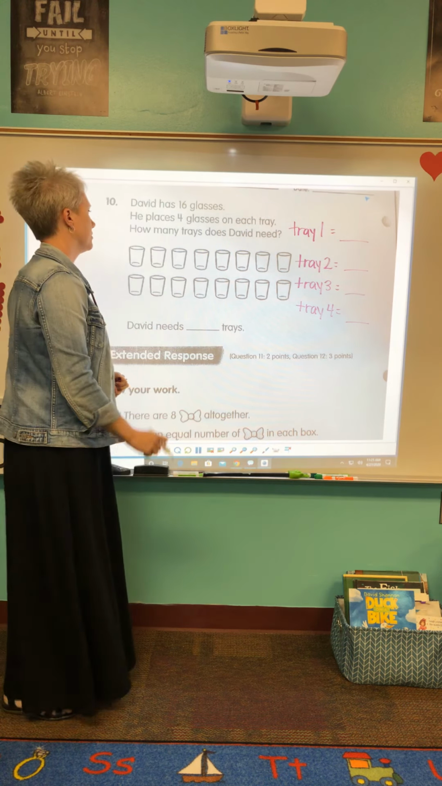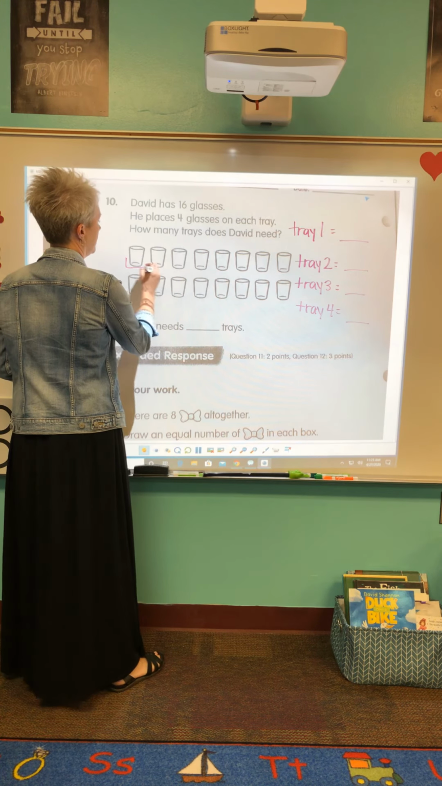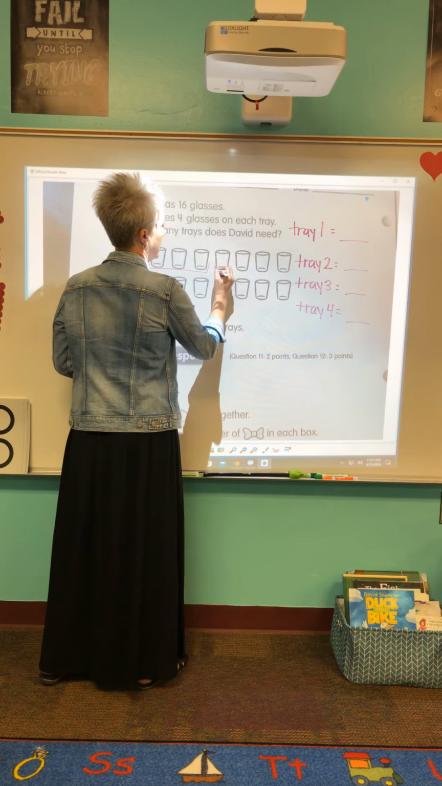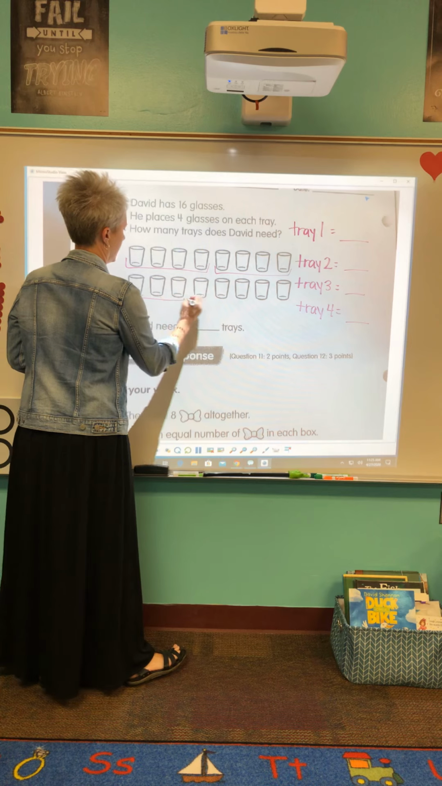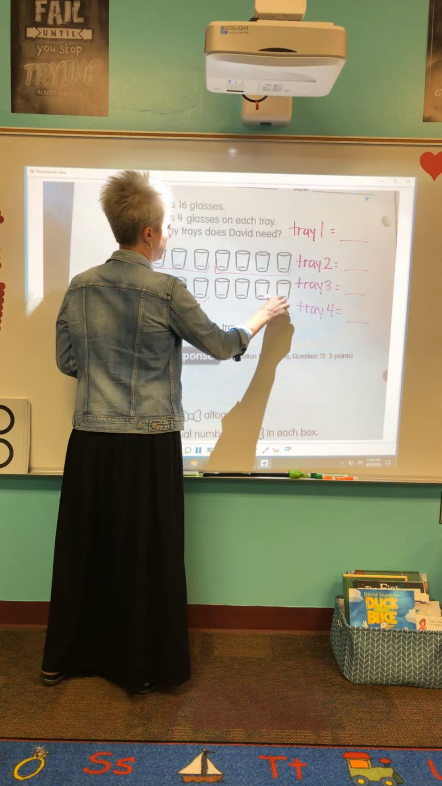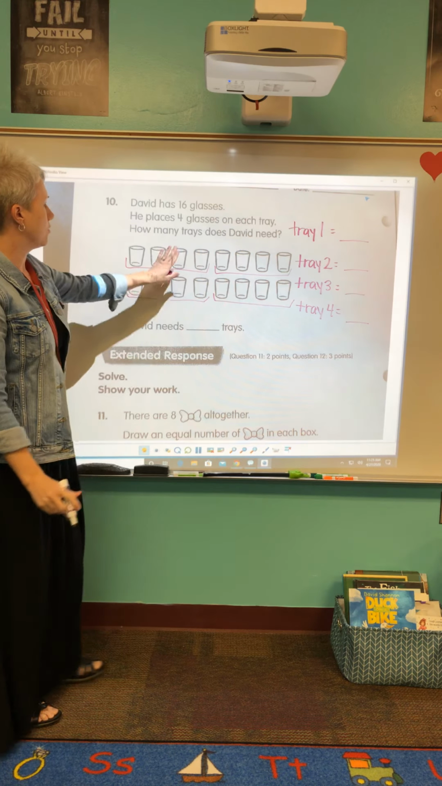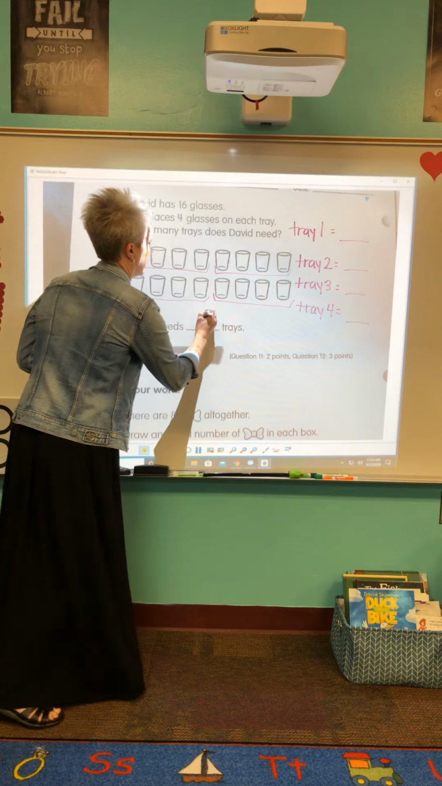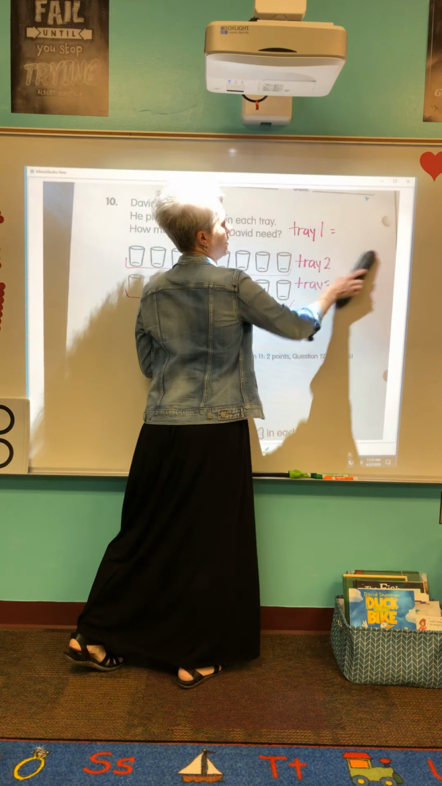I gave you the answer. Okay, let's just draw the trays. 1, 2, 3, 4. 4 glasses on each tray. There's that one. 1, 2, 3, 4. There's a tray. 1, 2, 3, 4. There's a tray. 1, 2, 3, 4. There's a tray. How many trays did he need? 1, 2, 3, 4. David needs 4 trays. Ignore this where Miss Queen accidentally gave you the answer.